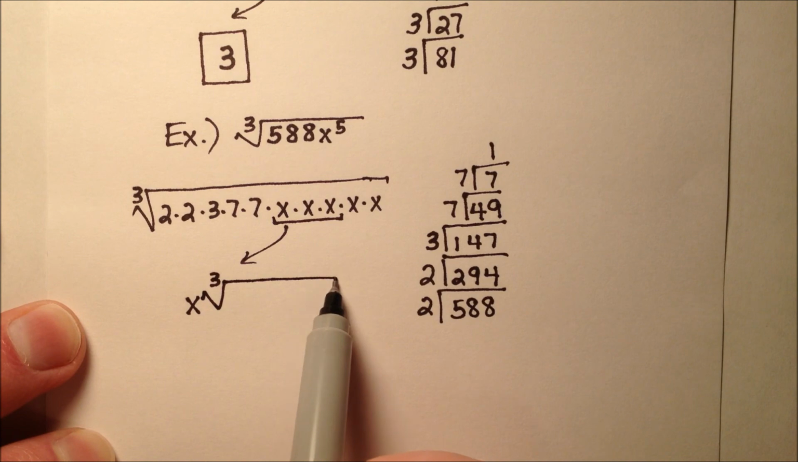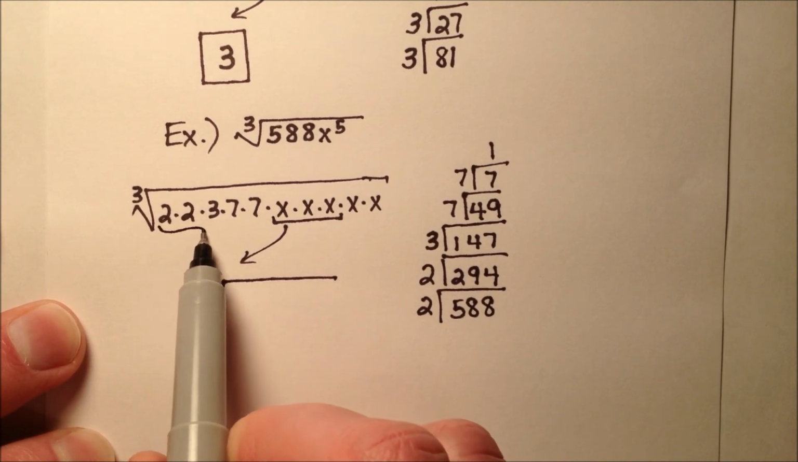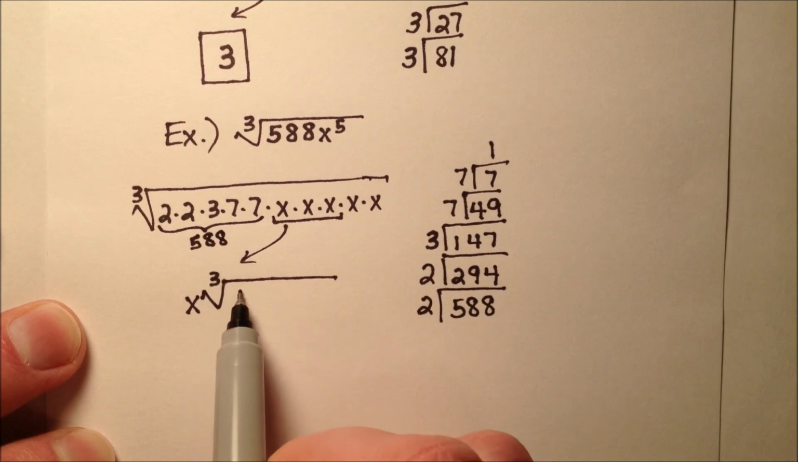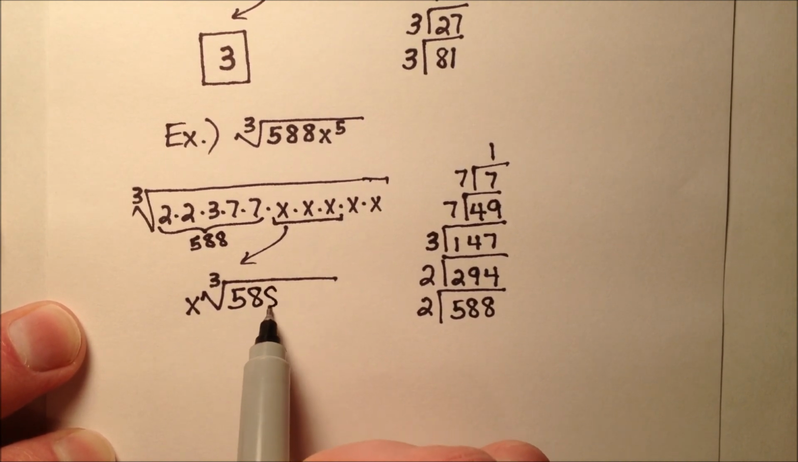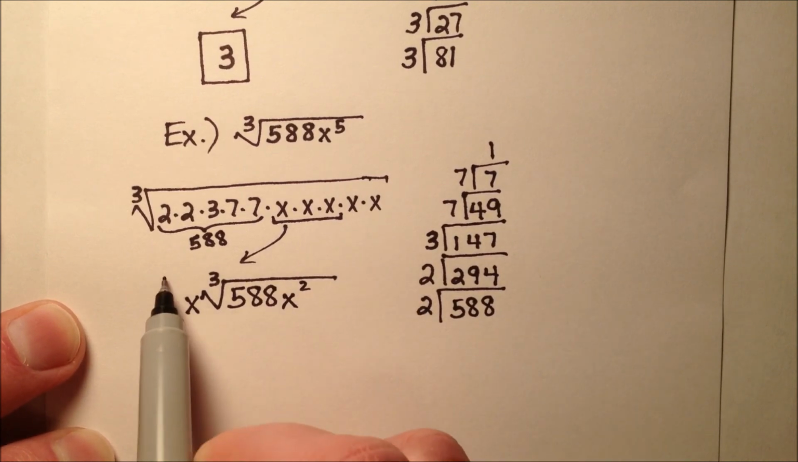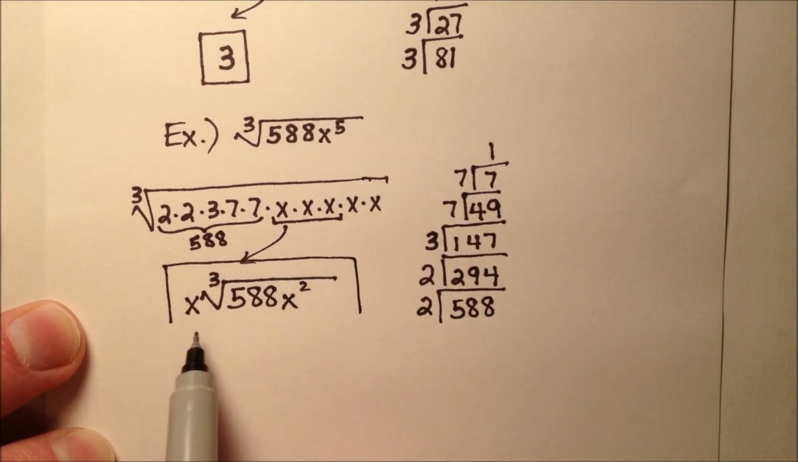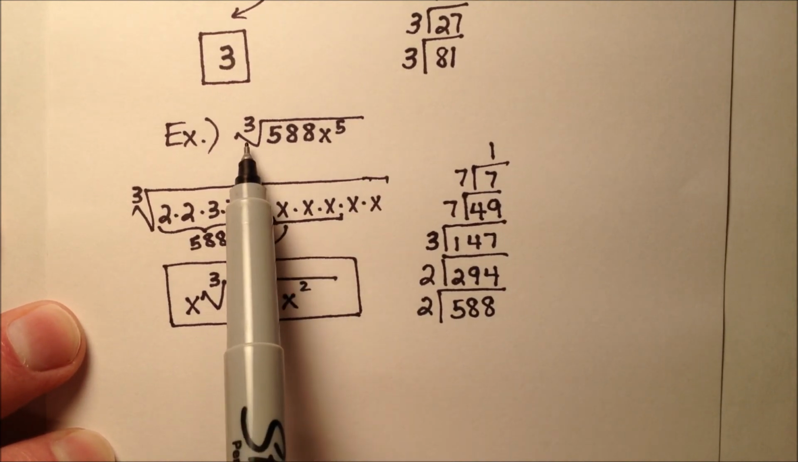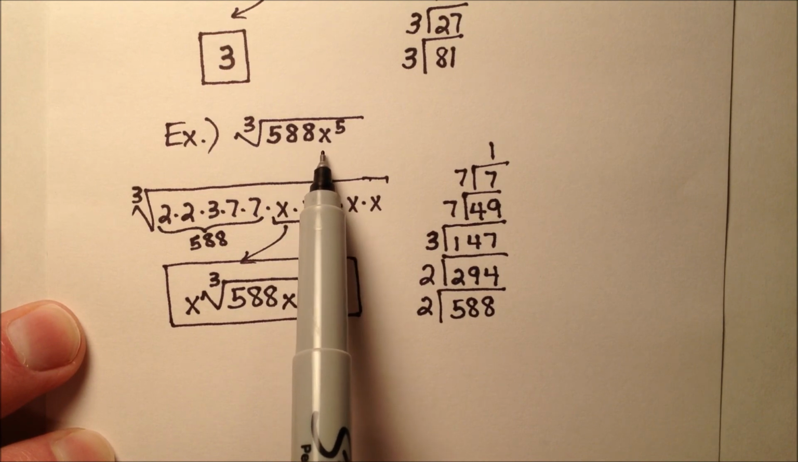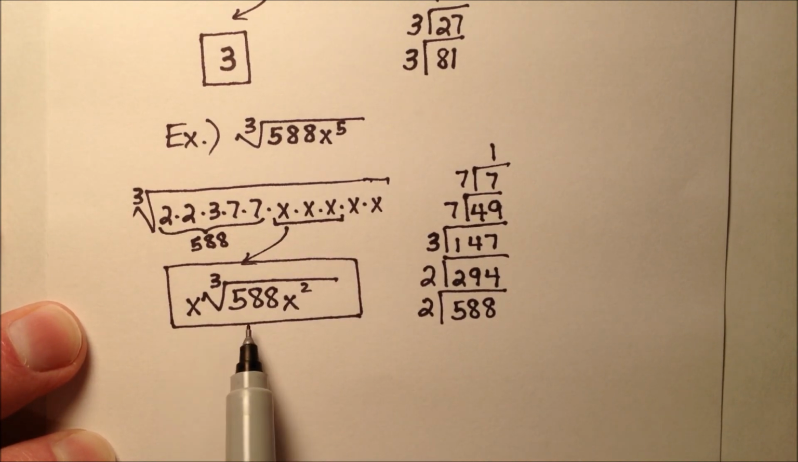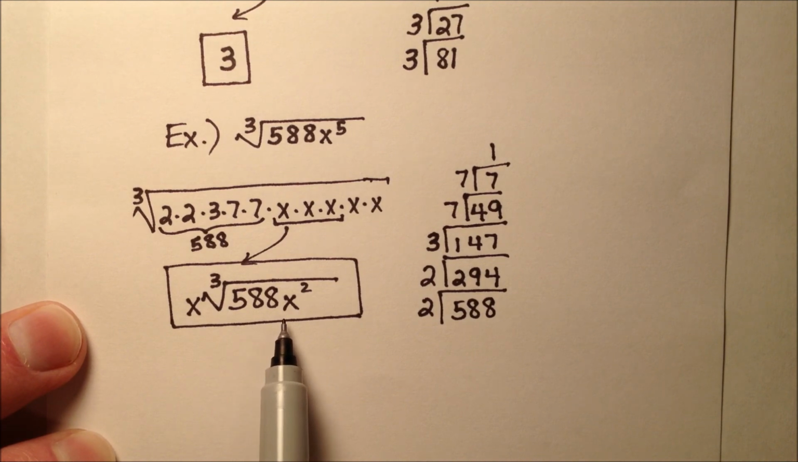So cubed root of, when I multiply all these back together again, I get 588. I know that because that's where that came from. And then x squared, because there's 2 x's left over. So that one wouldn't simplify very much, as some examples won't. So the cubed root of 588 x to the 5th simplified to x times the cubed root of 588 x squared.